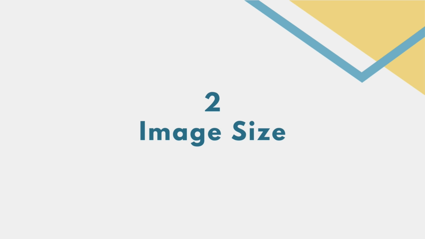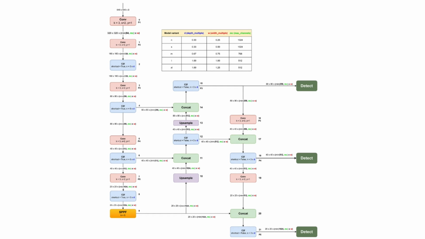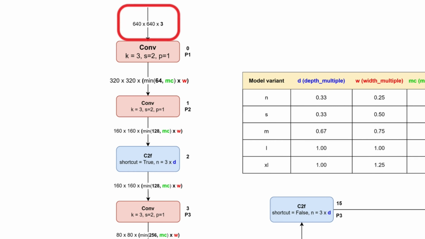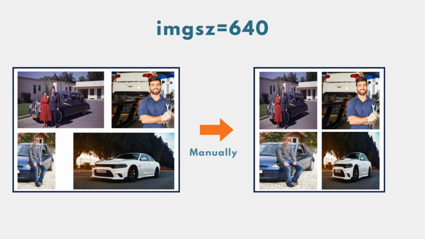Second, the image size or IMGSZ hyperparameter. If you read the textbook and comprehend the role of the IMGSZ hyperparameter in YOLOv8, it is actually the input layer resolution. For example, when you set IMGSZ equals 640, you don't have to resize the images in your dataset to 640 by 640. YOLO will resize your images automatically.